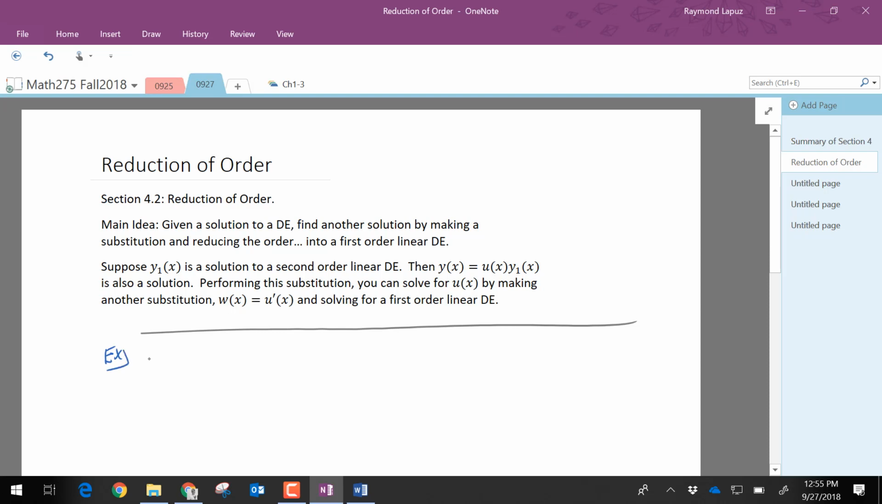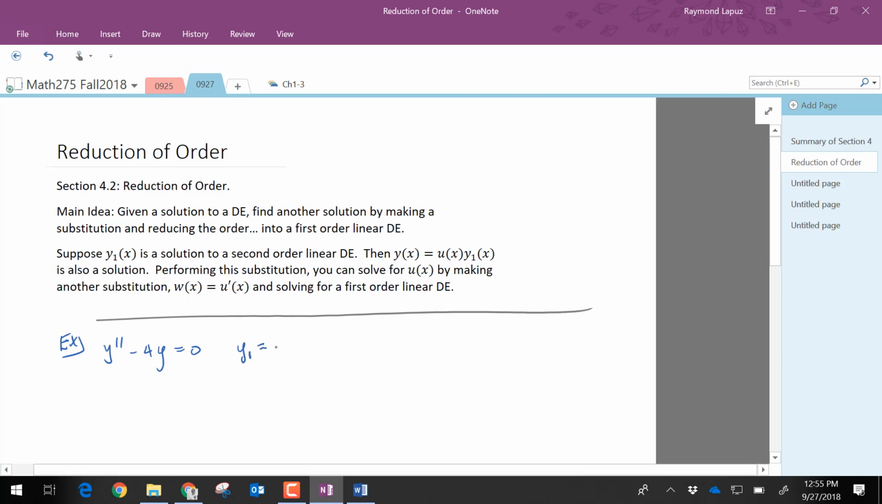So the example, this is going to be a simple example, y double prime minus 4y is equal to 0. And we're going to assume that y1 is equal to e to the minus 2x. All right, so that's a good starting point.